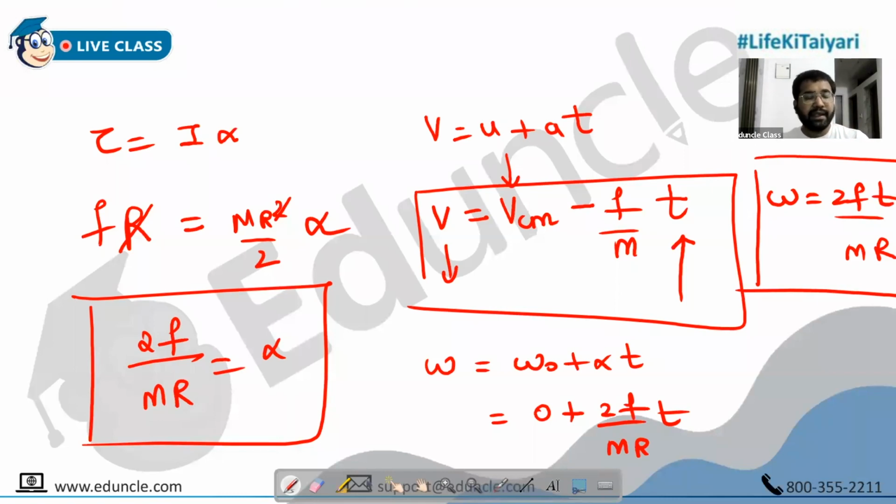And then the case that we know is the no slipping case, where VCM becomes equal to R omega, people. Remember, this is actually the value of VCM after time t, because VCM is continuously decreasing. This is the initial VCM.